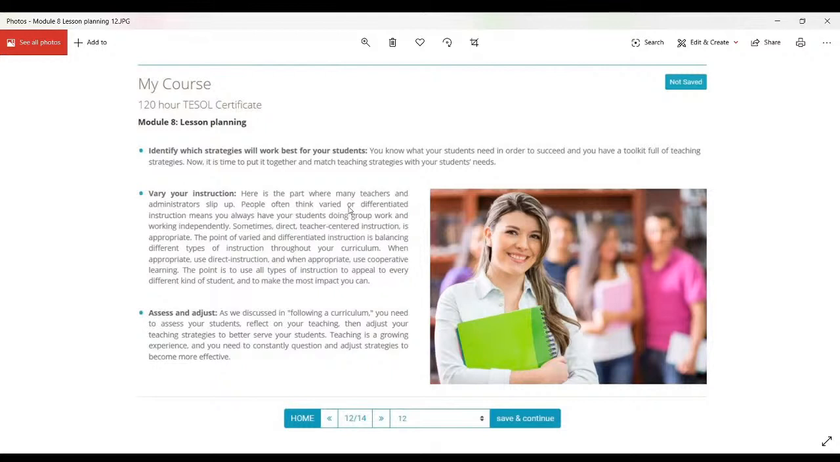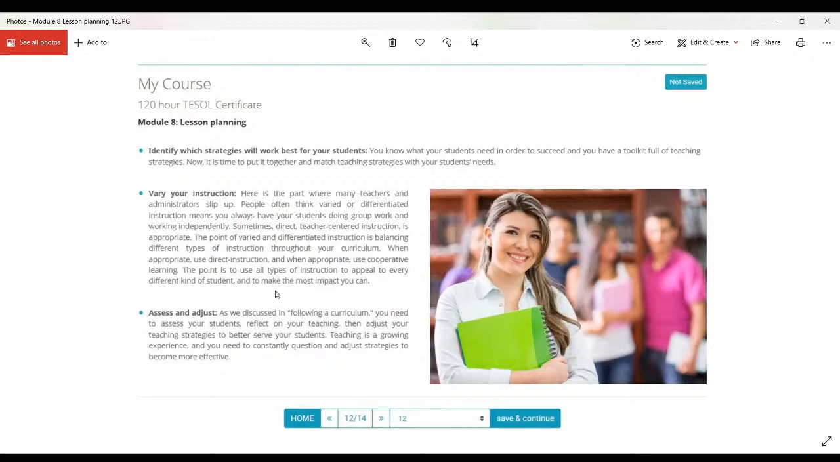Here is the part where many teachers and administrators slip up. People often think varied or differentiated instruction means you always have your students doing group work and working independently. Sometimes, direct, teacher-centered instruction is also appropriate. Sabi dito, sometimes, no? It means not all the time.